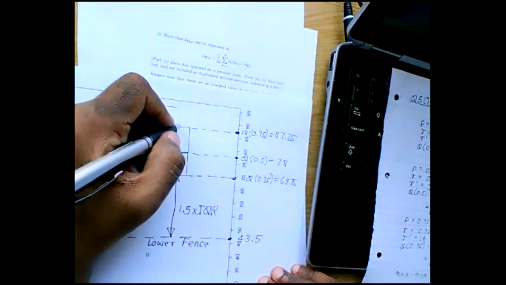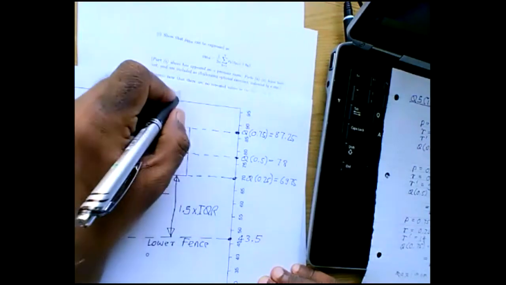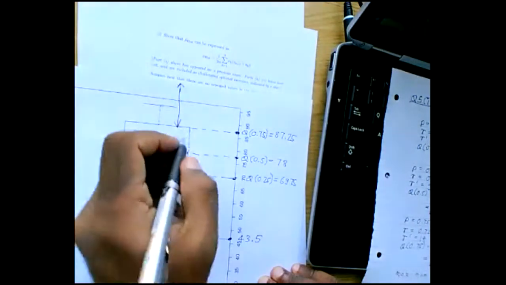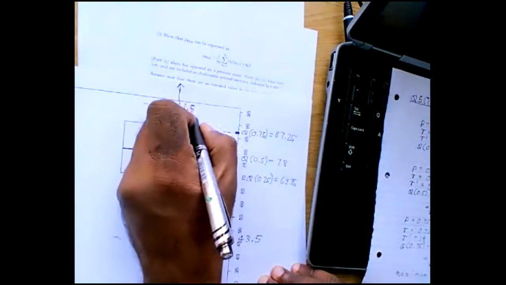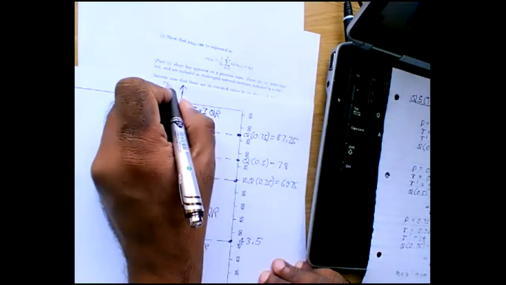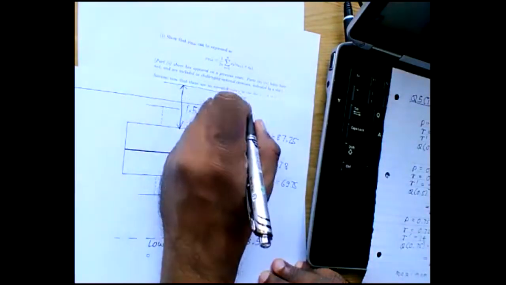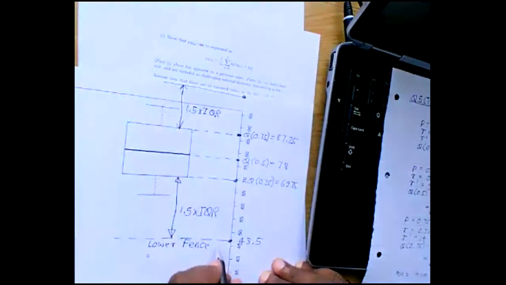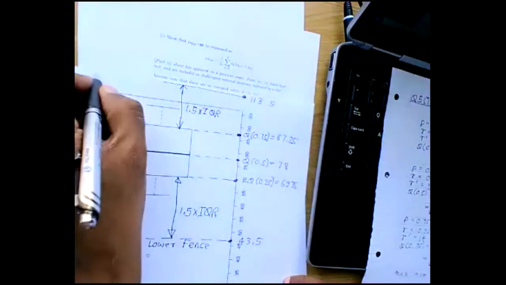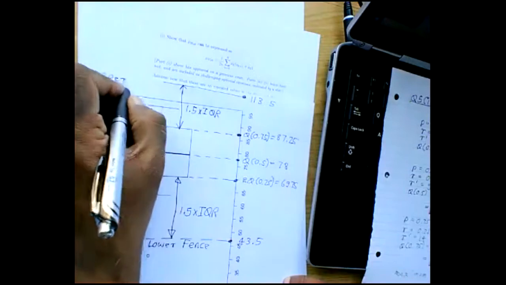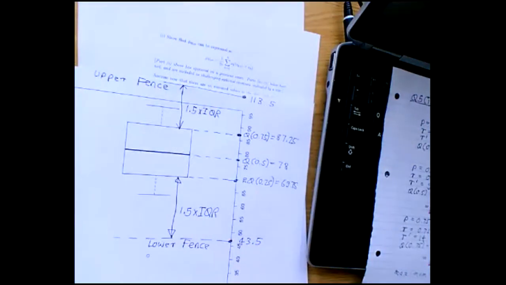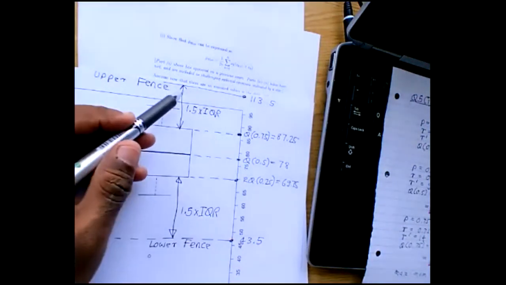Okay, and similarly, you should take the same amount of distance from here up to here, right? If this distance is 1.5 times IQR, then this value here is approximately 113.5, and this will be known as the upper fence, right? So this is the lower fence and this is the upper fence.